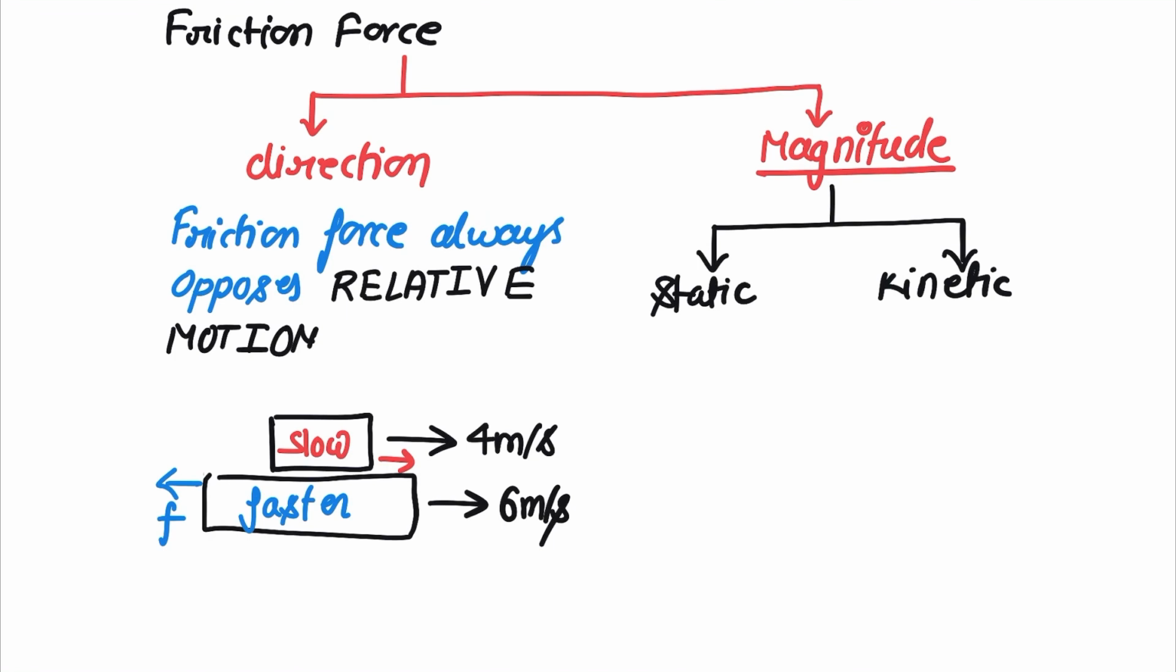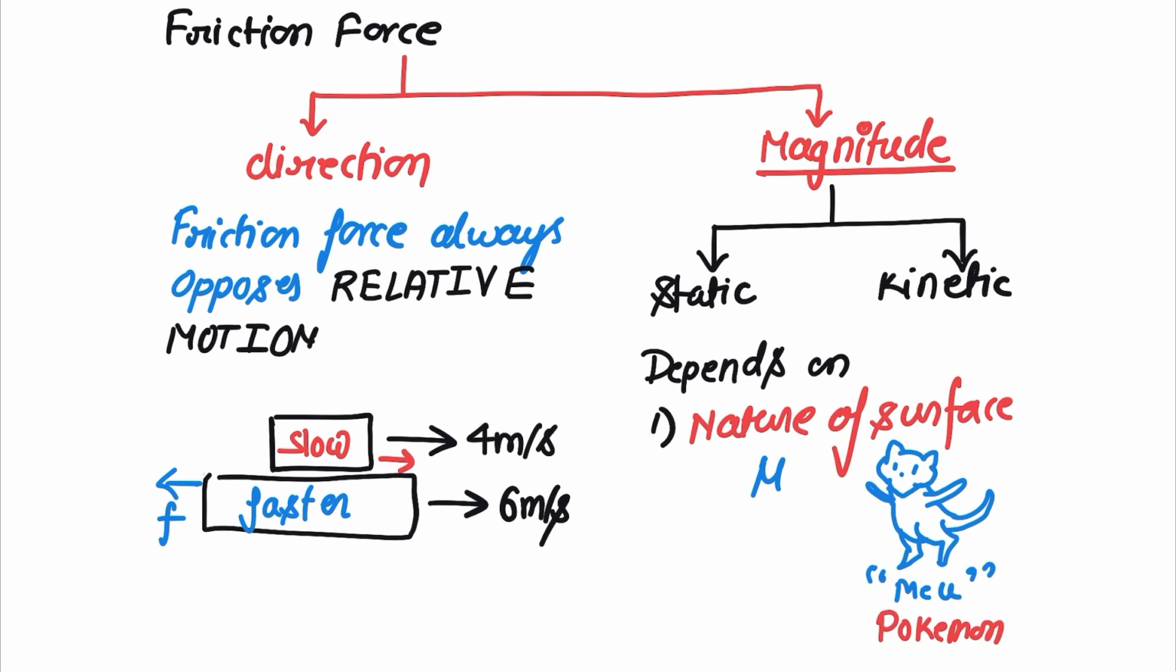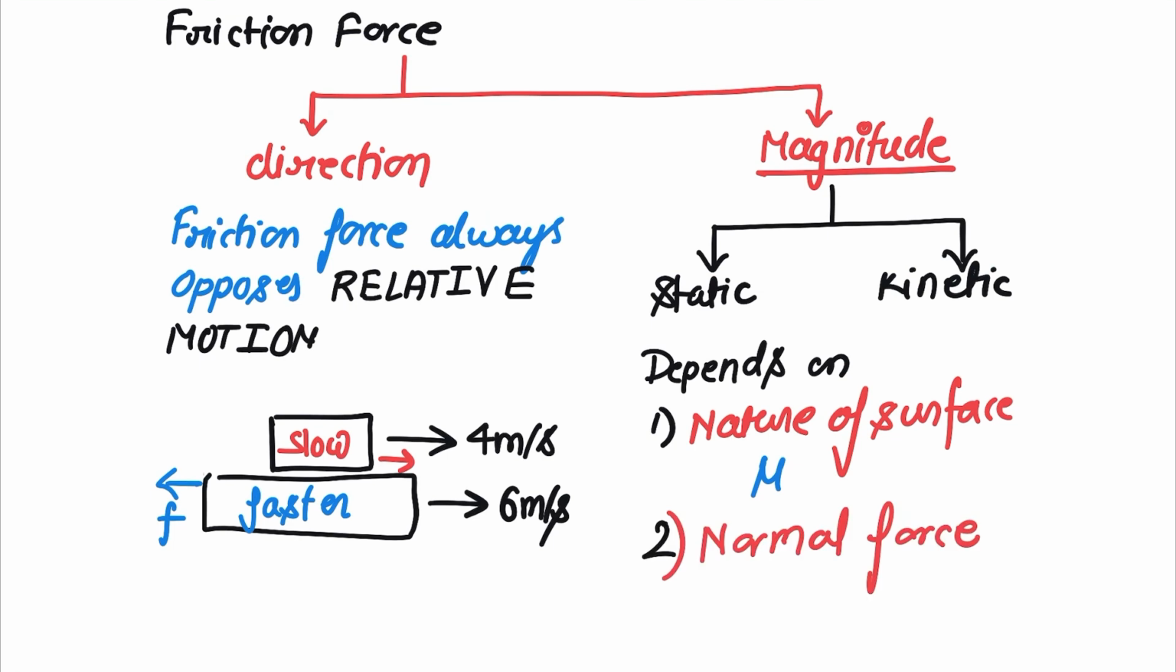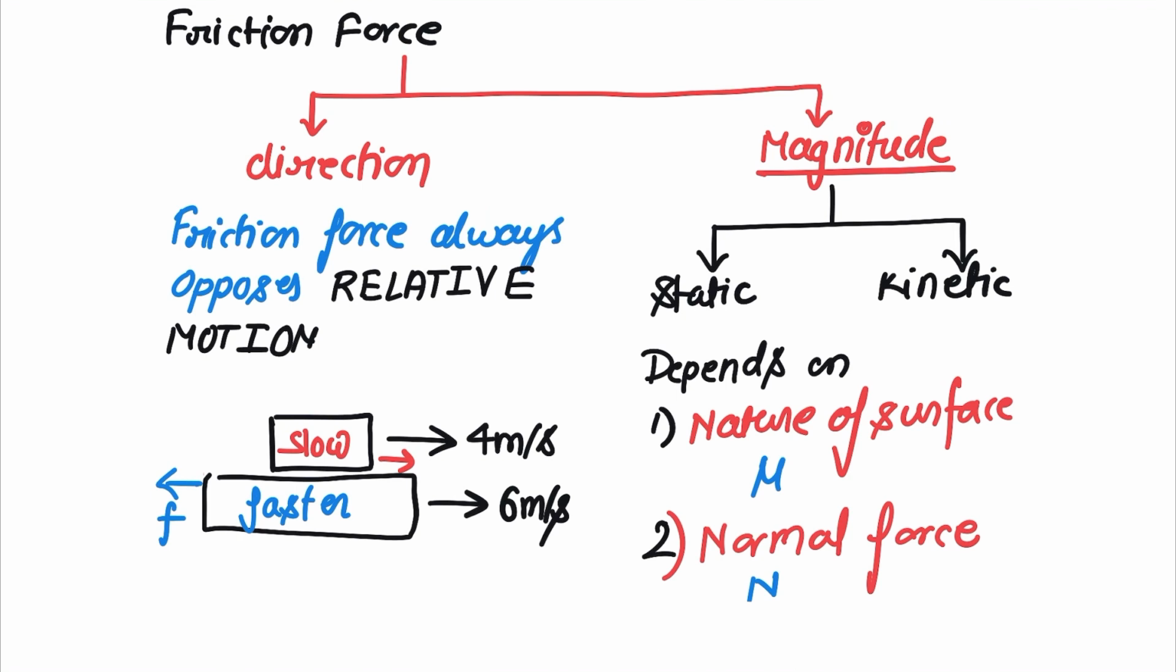Their magnitude depends on two things alone. One is the nature of the surface, meaning the coefficient of friction, which is represented by the Greek letter mu, and the other is the normal force it is getting on that surface. One misconception that people have is that this depends on the area. No, in the IIT syllabus, it's stated that the friction here does not depend on area.